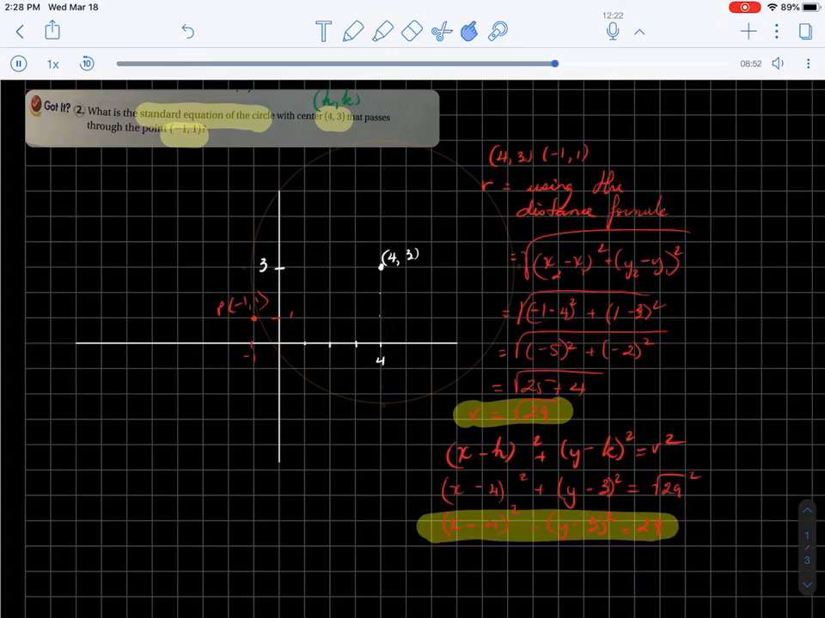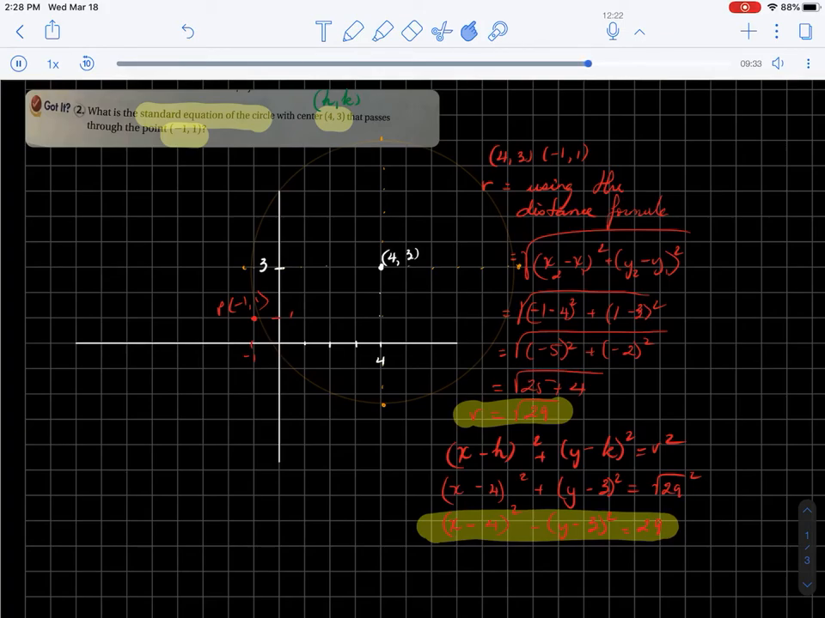Let me graph this. Square root of 29 is about 5 point something, so it's going to be 5.3. I'm going to take orange and count 1, 2, 3, 4, 5 in each direction, going around point something, somewhere right there. I'm going to draw a circle.